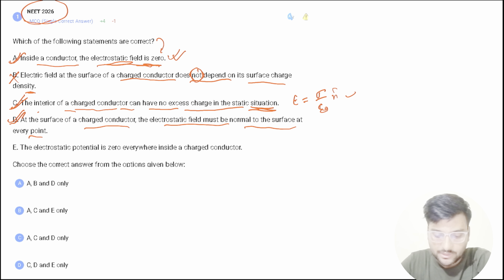And what about the E part? The potential is zero. No, potential is not zero. The potential value is the same on the surface of the conductor, that is kq by r, we can say. Okay, so this is also incorrect. So option number C is correct here.